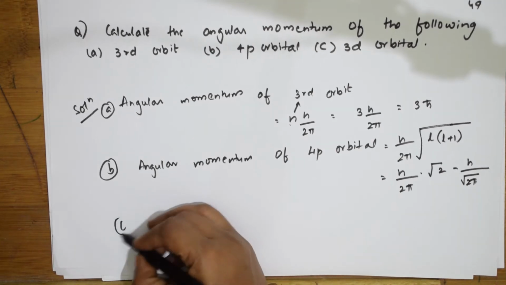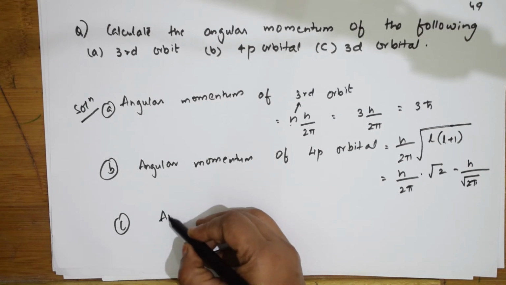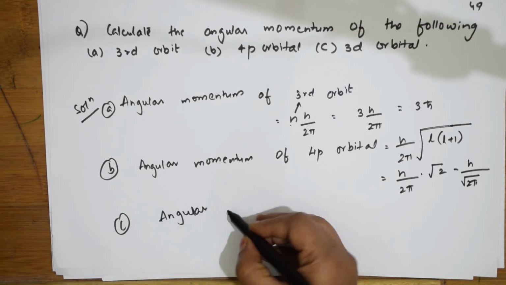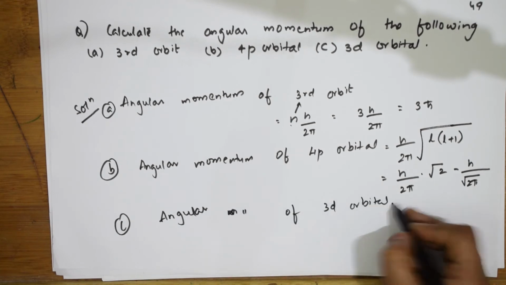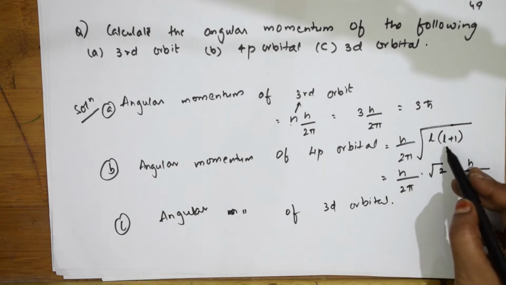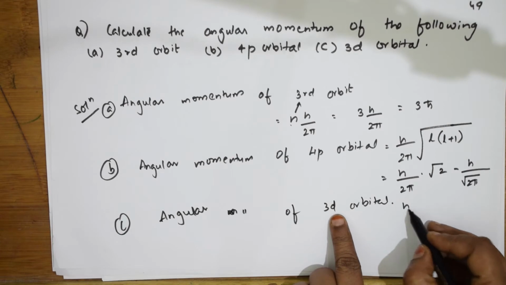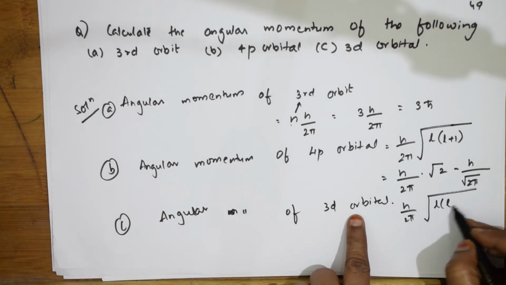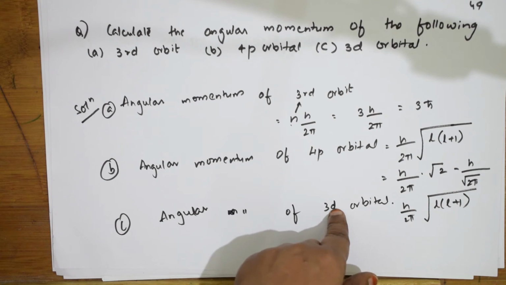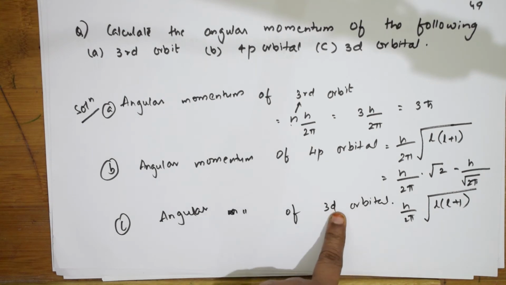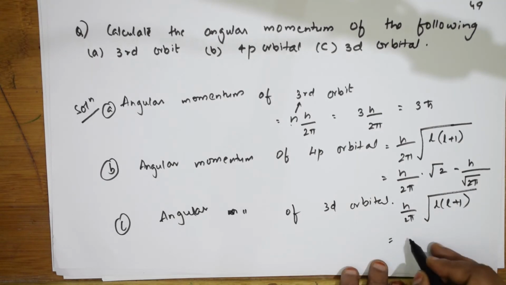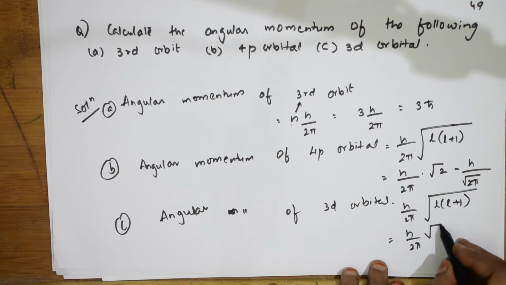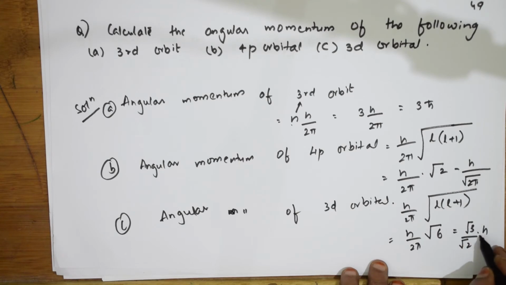So next one, angular momentum of 3d orbital. So how do I do this? Here again the same formula, h by 2 pi root of l into l plus 1. Now d means l value is how much? For s it is 0, for p it is 1, for d it is 2. So 2 into 2 plus 1, that is 3. So what will this come to? This will come to h by 2 pi root 6. So this is equal to root 3 by root 2 h by pi.